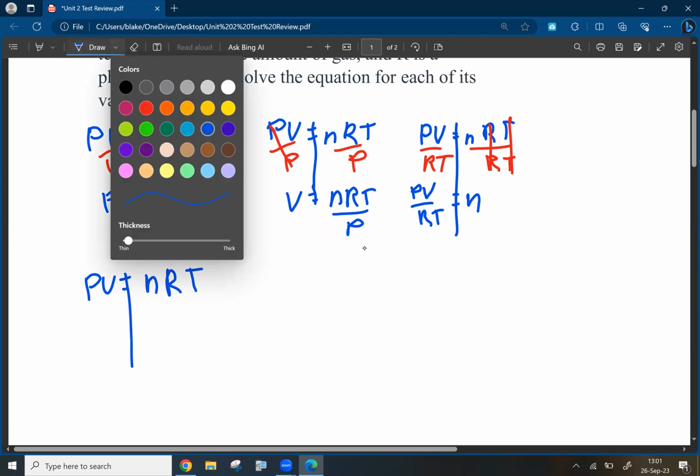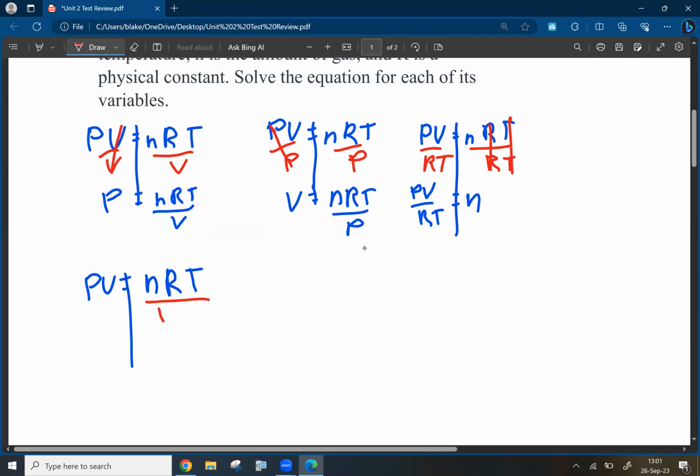So for R, we want to cancel out the N and the T. So we'll divide by N, we'll divide by T, cancel those out. Do that to this side as well, divided by N and T. So we're going to have R equal to PV divided by NT.